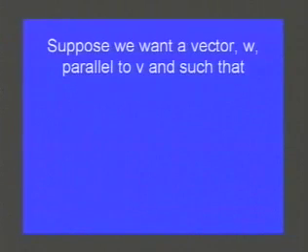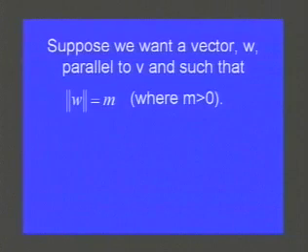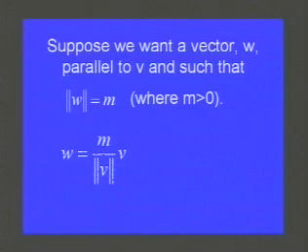Suppose we didn't want that vector to just be 1 unit long. Suppose we want a vector w parallel to v such that the length of w is m units long. I want to be able to specify how long it is. I don't want it to just be 1. I want m to be some value greater than 0. w is going to equal, the easiest way to find it, m over the length of v times v.